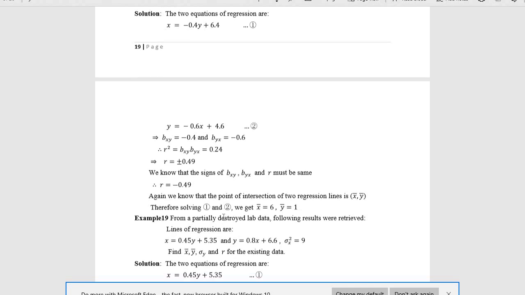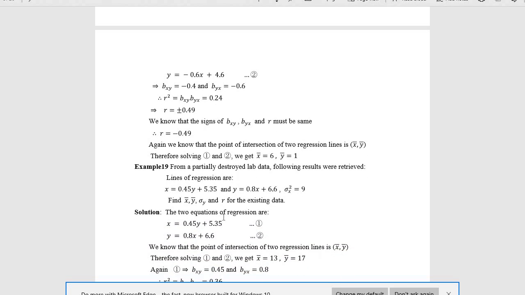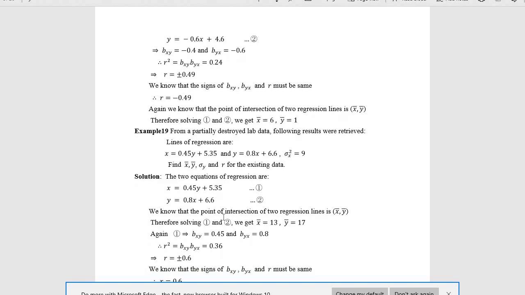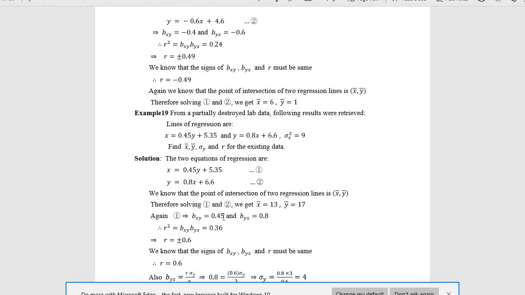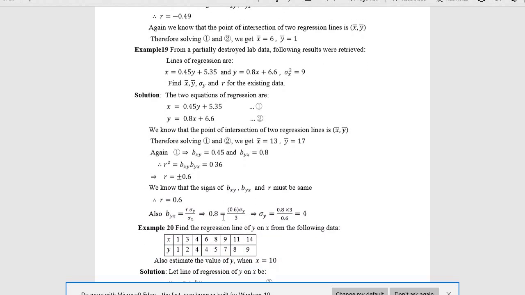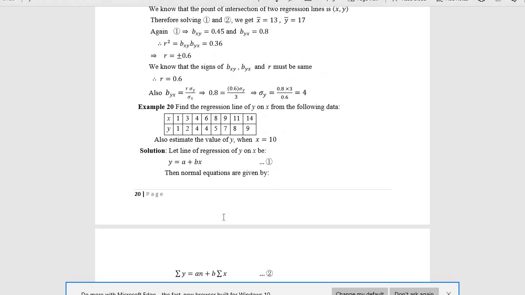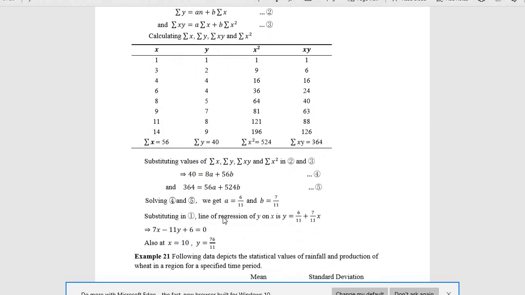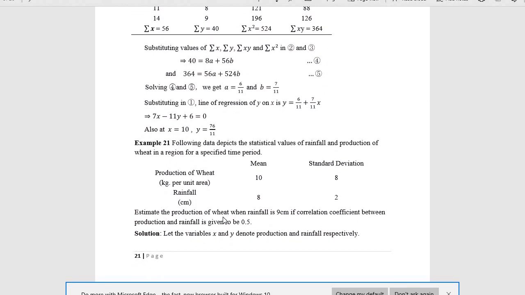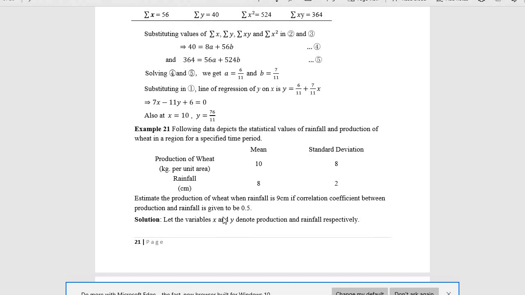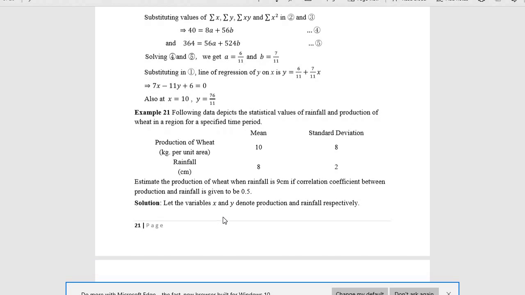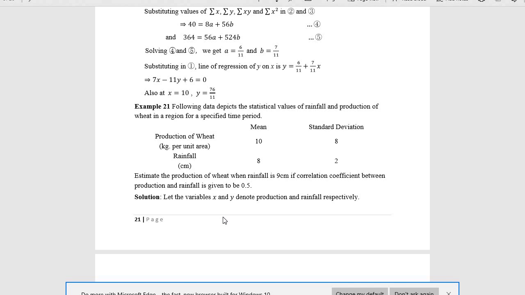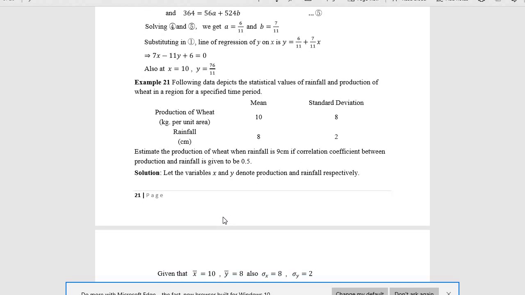X bar comma y bar is nothing but the solution of 1 and 2, where 1 and 2 are the regression lines. Similarly, in problem 19, you can see, calculate byx, bxy similarly, for the X series and Y series. And here also, the following data depicts the statistical values of rainfall and production of wheat in a region for a specified time period.